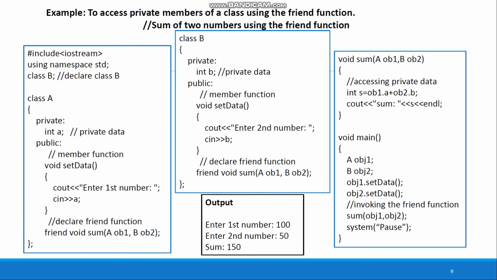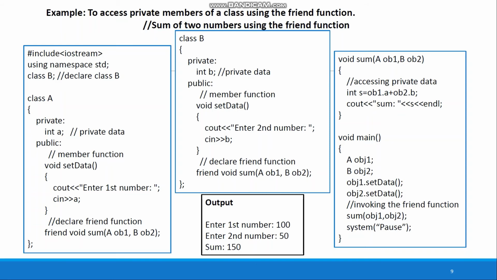After that, the same we do inside the class B: declare the friend function, with the keyword friend, the return type void, sum as the name of the function, and the same A ob1 and B ob2, the class name and the object name. Okay, after that we take the definition of this particular function. This function definition is outside the class. The return type is void, sum is the name of the function, A is the class name, ob1 is the object of class A, and B ob2 is the object of class B as parameters of the sum function.